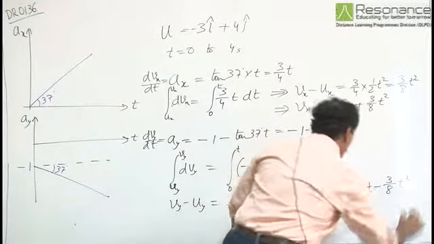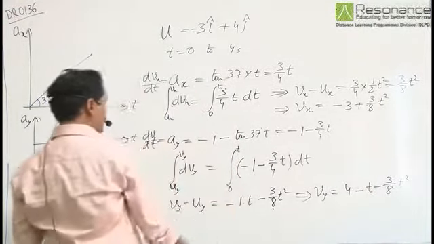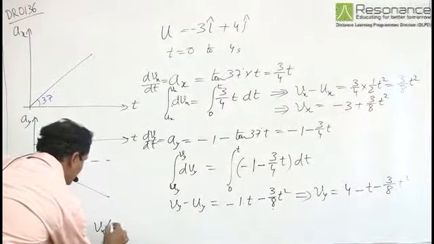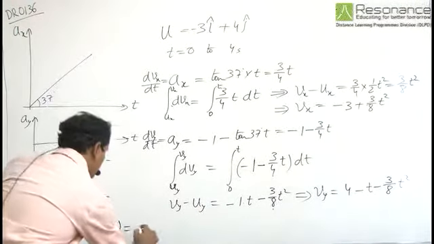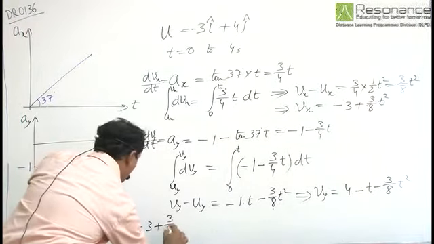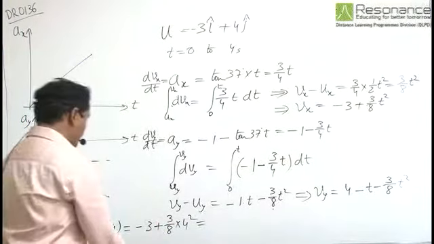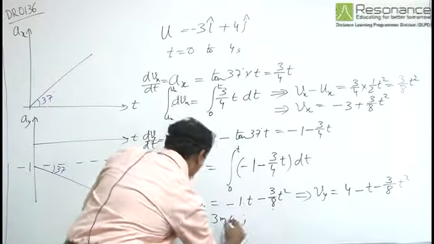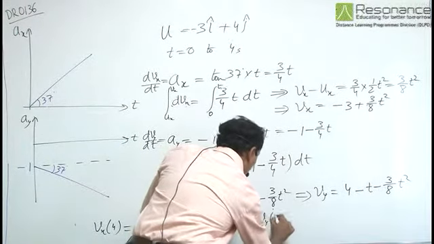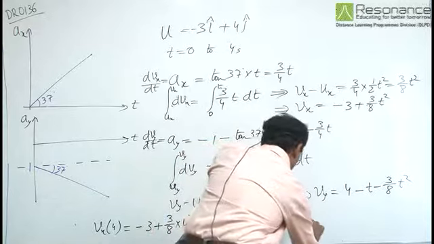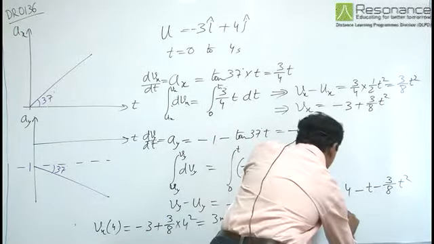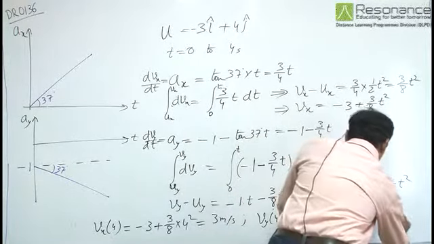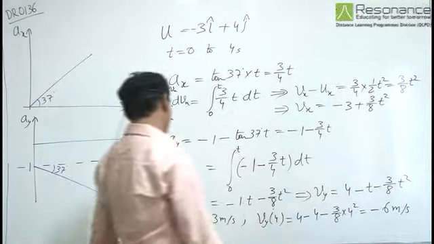So if I put t equal to 4 seconds, we have vx at t equal to 4 is minus 3 plus 3 by 8 into 4 square, that is 16 by 8 times 3, which is 6, minus 3, or 3 meter per second. And vy at 4 seconds is 4 minus 4 minus 3 by 8 into 4 square, that is equal to minus 6 meter per second.